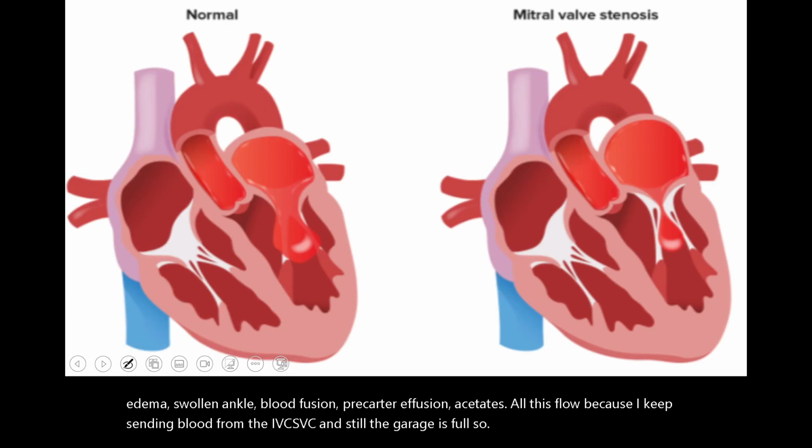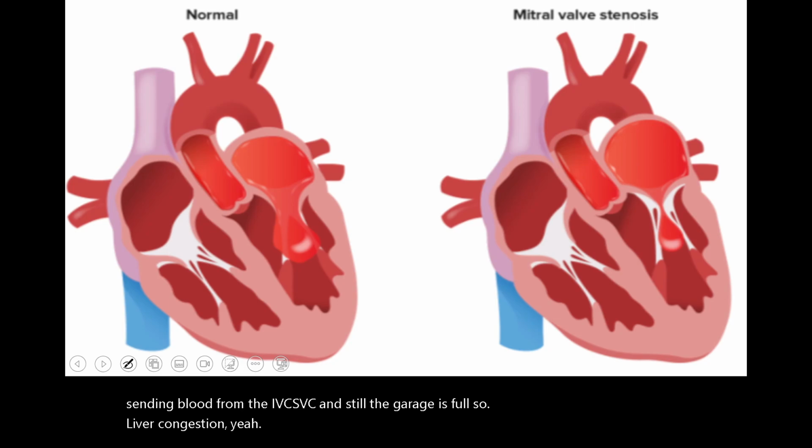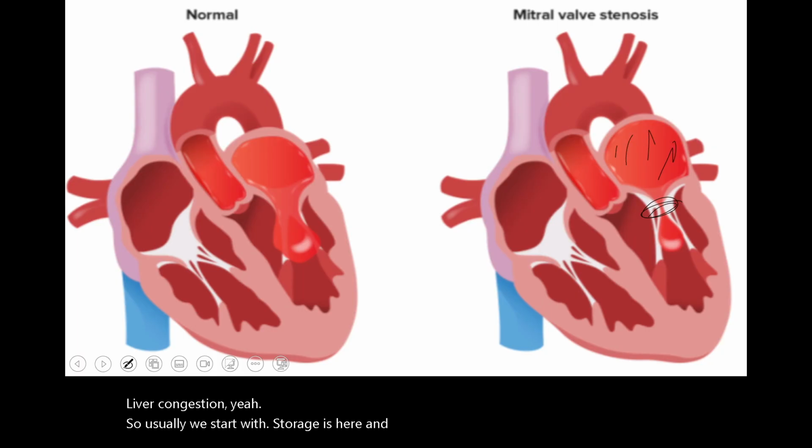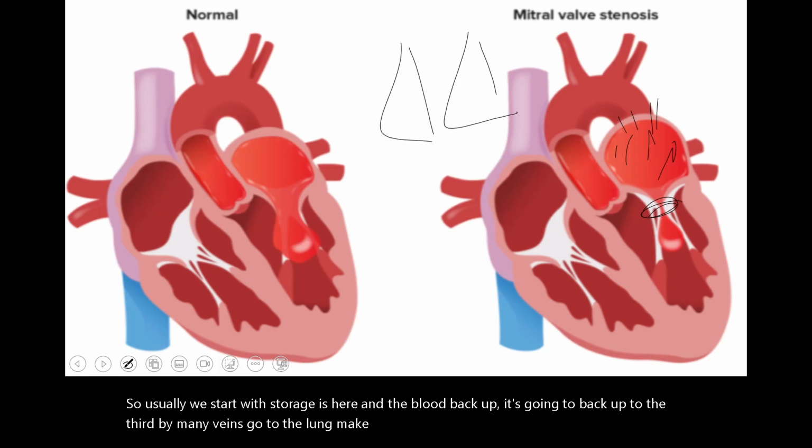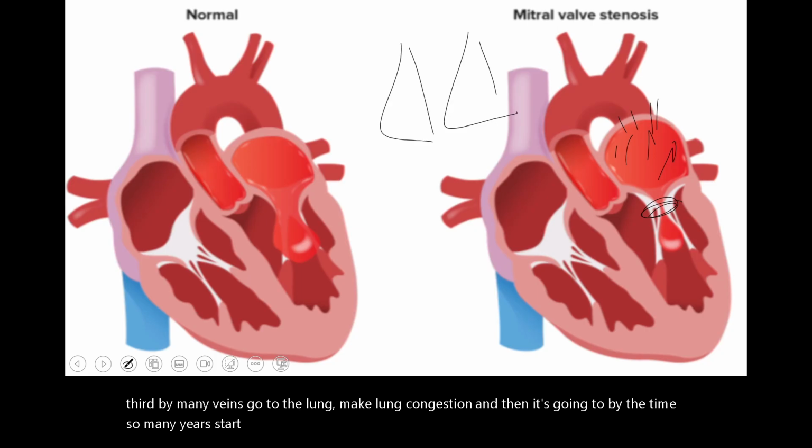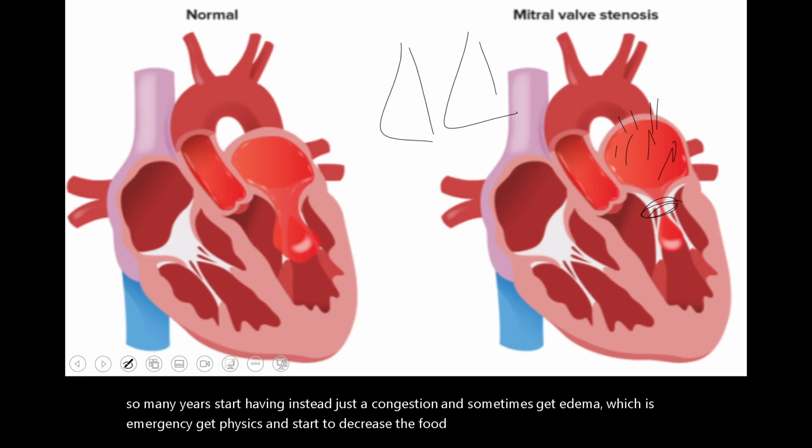So usually when you start with stenosis here and the blood backs up, it's going to back up to the 4 pulmonary veins, go to the lung, and make lung congestion. Then, after so many years, instead of just congestion, sometimes you get pulmonary edema, which is an emergency: get Lasix and start to decrease the load on the heart.